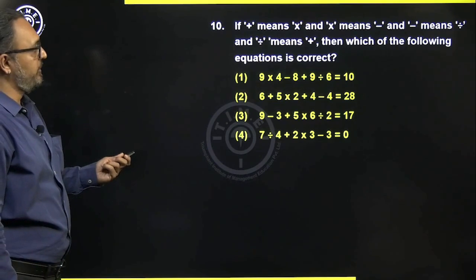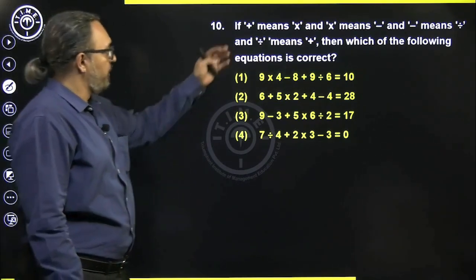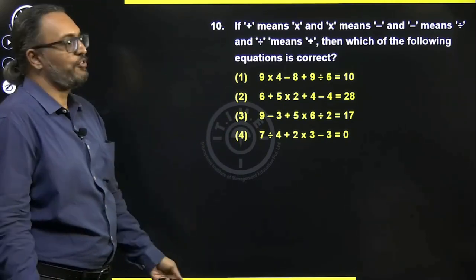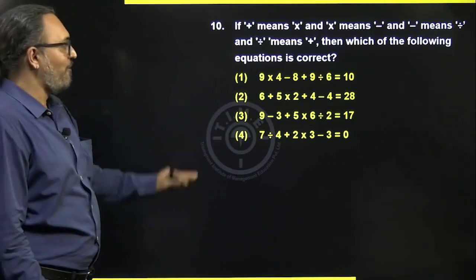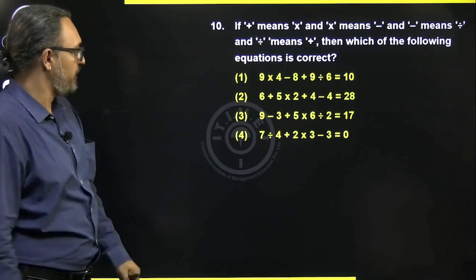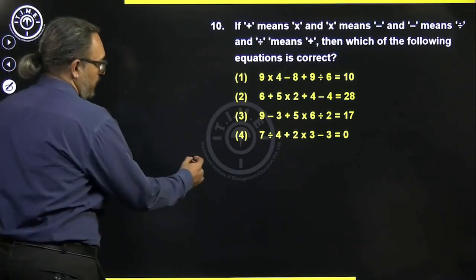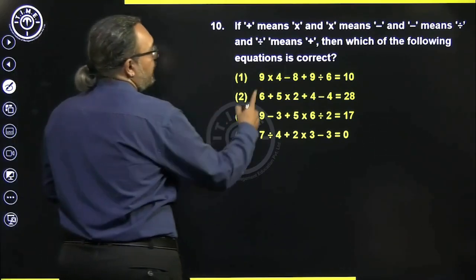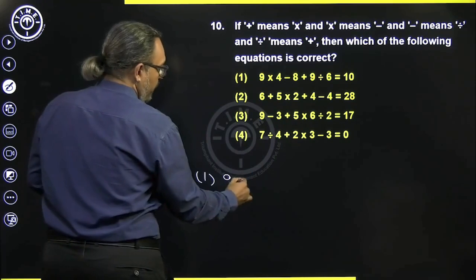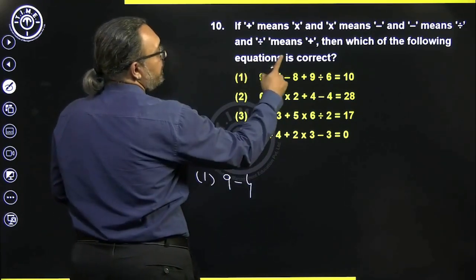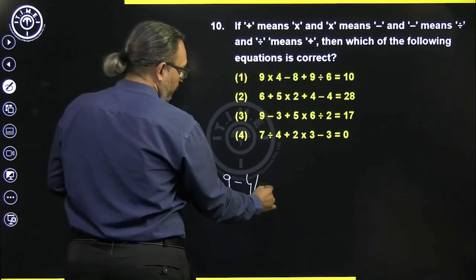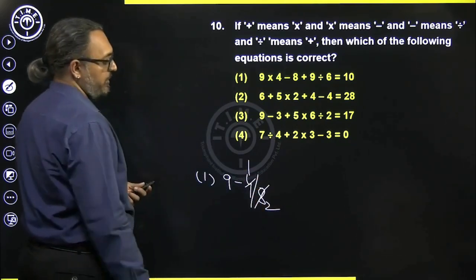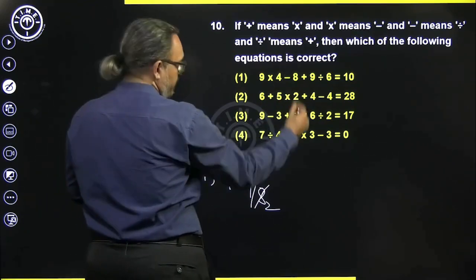Right. Then, so again, now each option has a different equation. I need to replace and see which one will work. So I will have to go through option by option and see which one will work. Okay. So let's take the first option. So we have 9 into means minus. So 9 minus 4, then minus means division. 4 divided by 8. So basically it is 1 by 2.